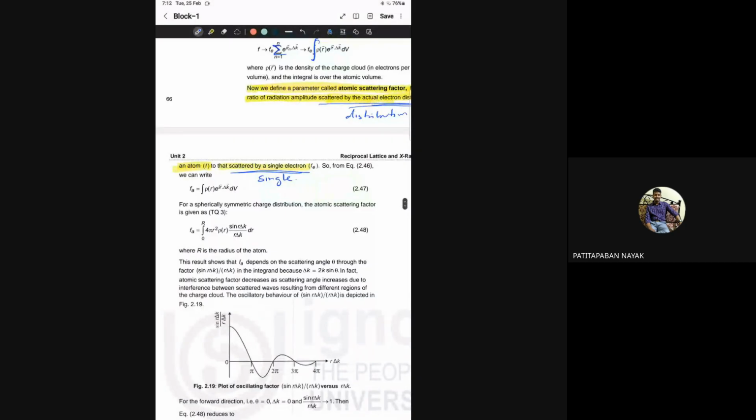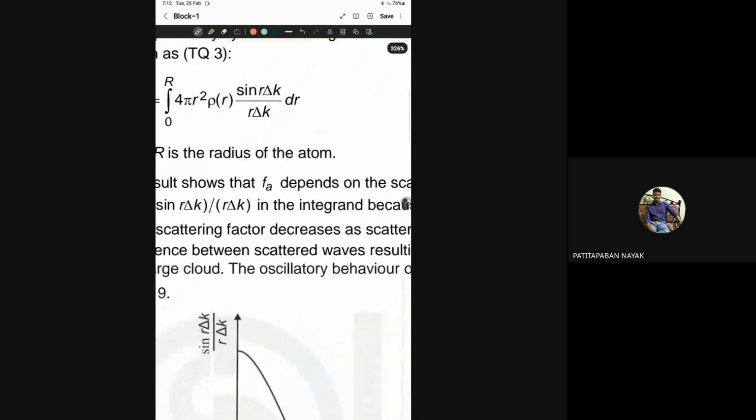And this diagram is basically a sinc function, a sin x by x kind of term. So here you can see sin(r delta k) by (r delta k). So this is more like a sin theta by theta form. A sinc function.